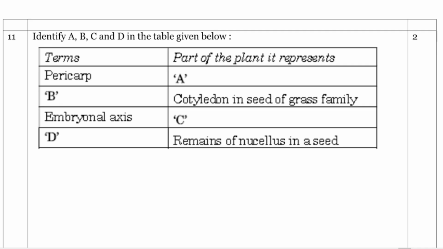Embryonal axis, C. The part of the plant it represents is either the radicle or other parts, because the embryonal axis has an upper part called the epicotyl which will terminate into the plumule, and a lower part called the hypocotyl which will terminate into the radicle. So any of these can be correct: radicle, plumule, epicotyl or hypocotyl. Then remains of nucellus in a seed have a very specific terminology, that is nothing but the perisperm.